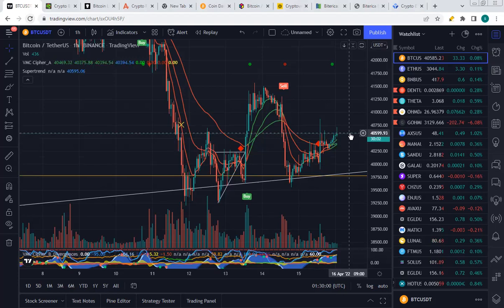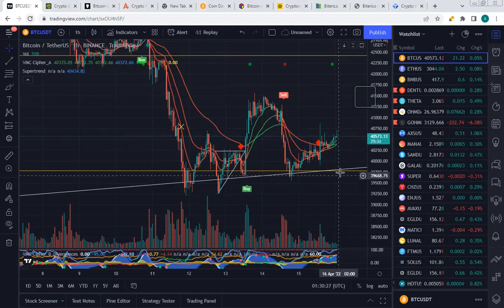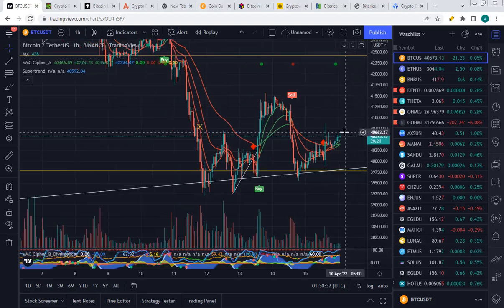We're at $40,600 at the moment. The EMA ribbons on the hourly have flipped green, which is good. That's what we want to see. Volume, though, is a little bit low. But we'd like to see the volume increase so we can get back to the $42,500 mark.